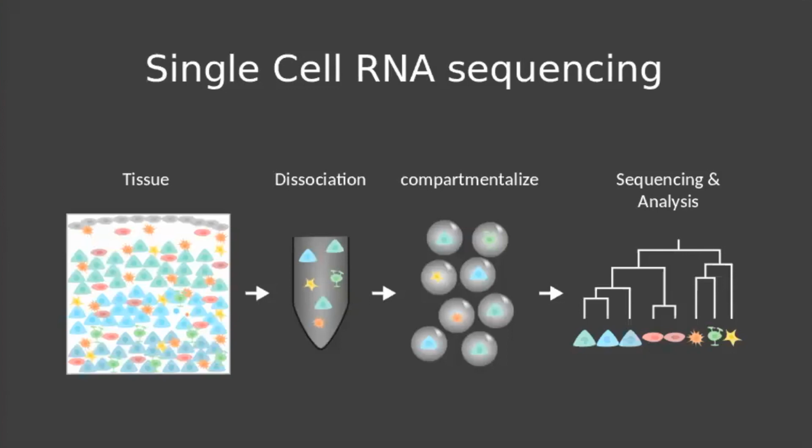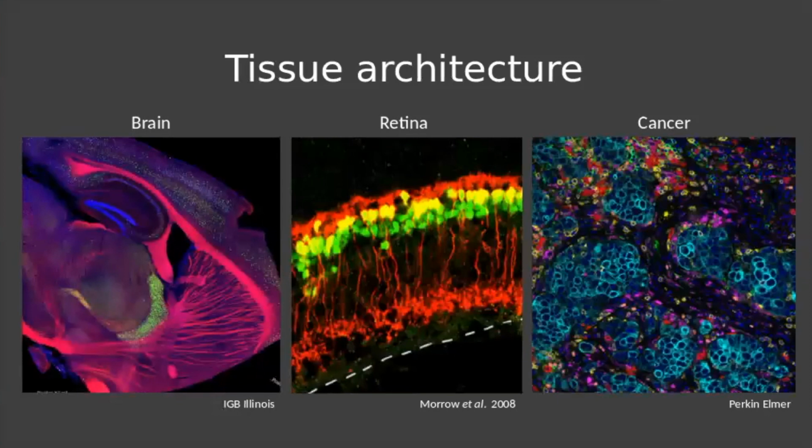So you're very familiar with this pipeline. Many of you probably did it. This is a standard single cell pipeline. You start with a tissue. You dissociate it into a single cell suspension. And then in one way or another, you compartmentalize your cells, either in droplets or in wells, or there are also other methods. And after that, you do your labeling, your cell unique identifier tagging, your sequencing, you do your analysis.